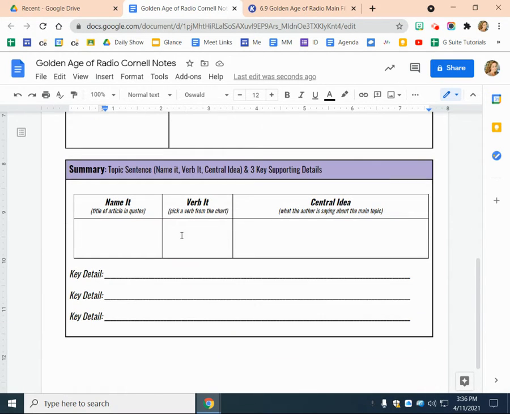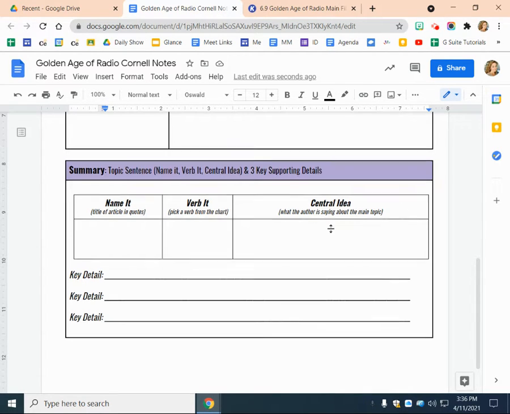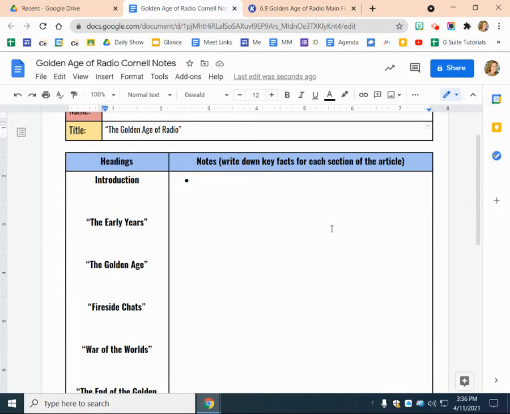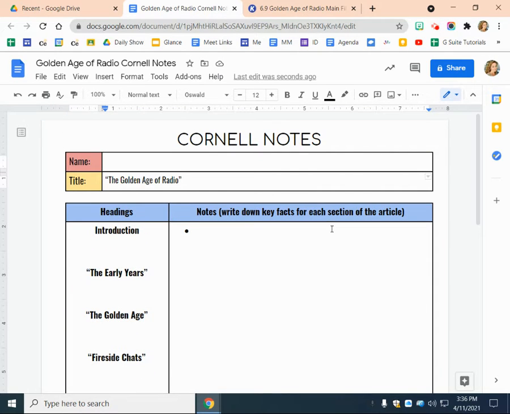And then at the end of your notes, like you always do with Cornell Notes, you're going to write a summary, and we're going to practice that objective summary using our organizer, where you name it, verb it, include the central idea, and then 3 details that support that central idea. So we'll get to that after we finish taking notes for those different sections, okay? So you can pause this video between each section, and then you can jot down the key facts for each section as we go along.